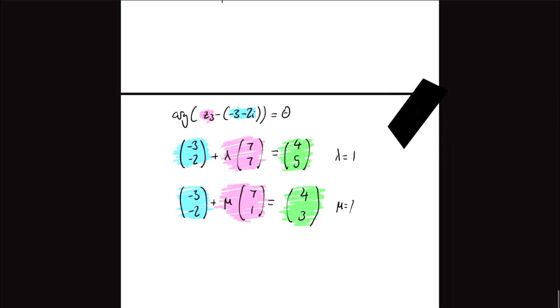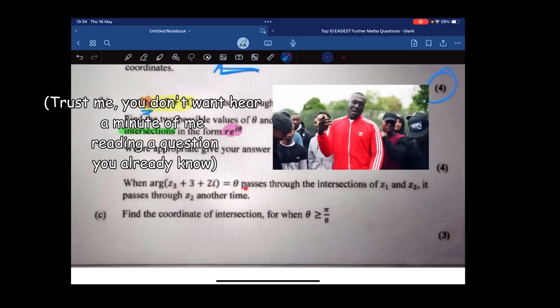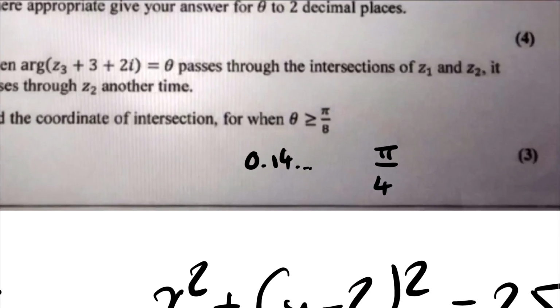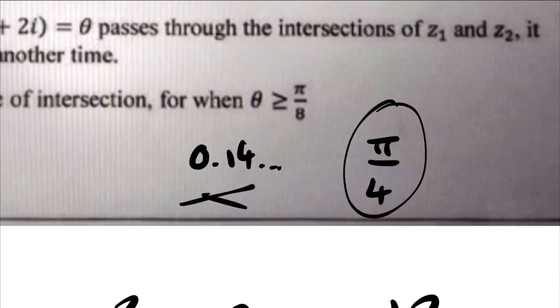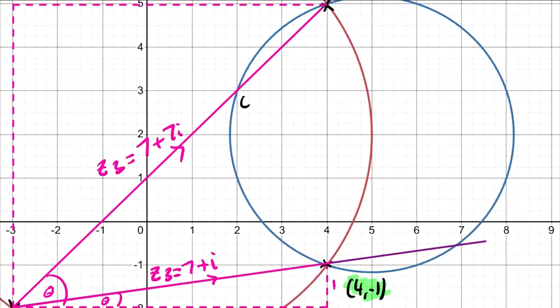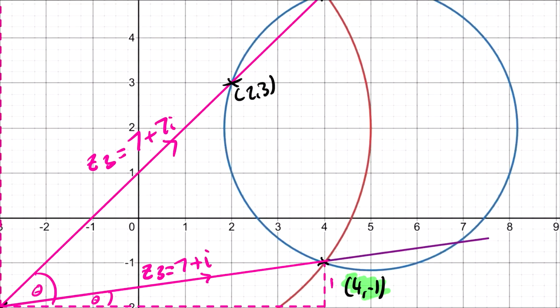And finally for part C, the argument of so we had 0.14 or we had pi over 4 for our two arguments. Now obviously this is less and this is going to be more, so we only focus on that. Well, from the graph we can clearly see that it's just (2, 3). So this right here is the answer to part C.